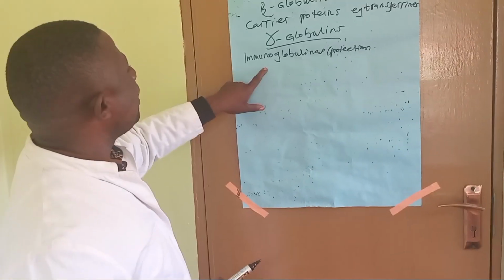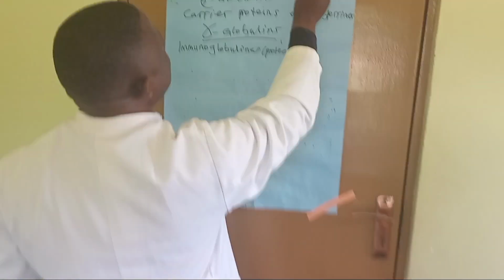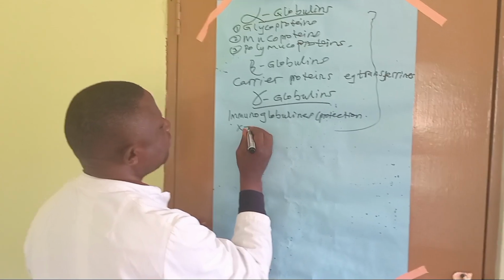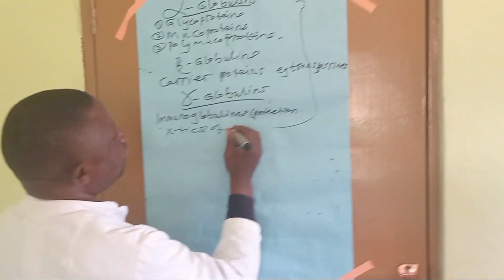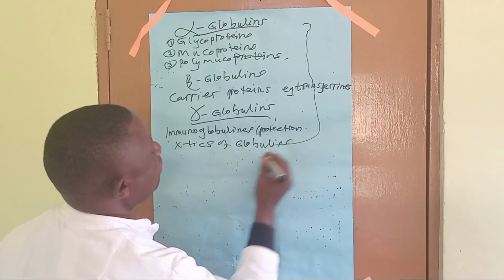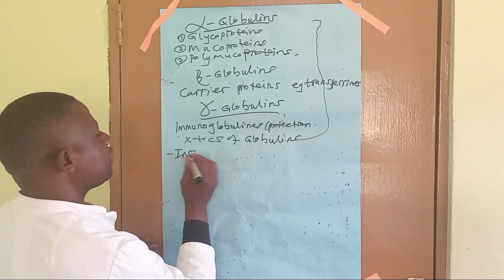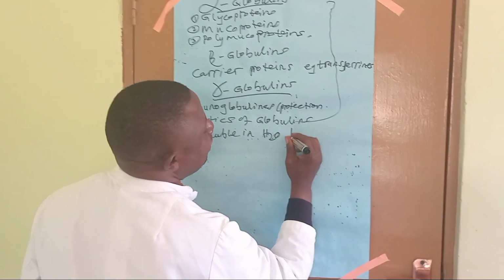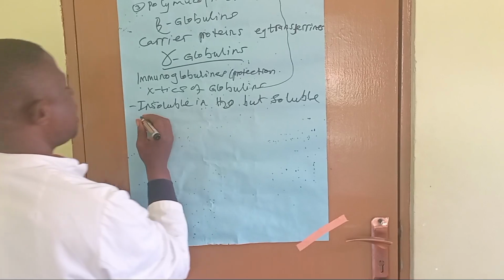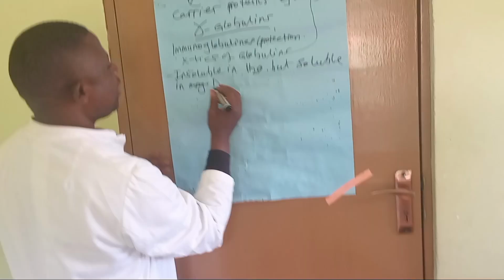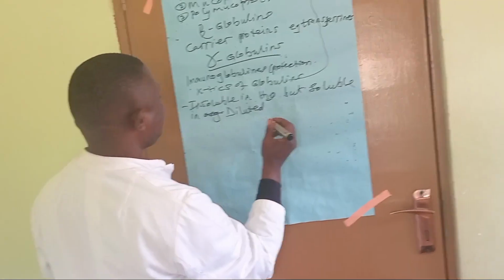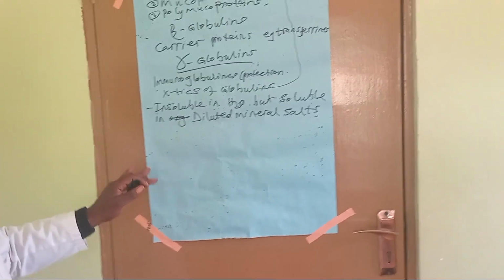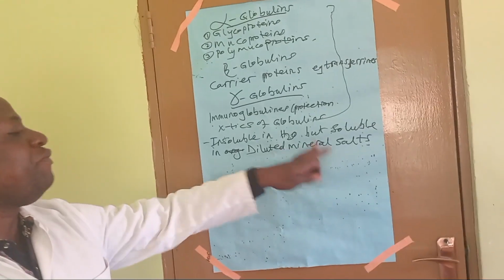Now, that's all about the globulins. But what you should know is that as their characteristics, the globulins are insoluble in water, but soluble in diluted mineral salts.